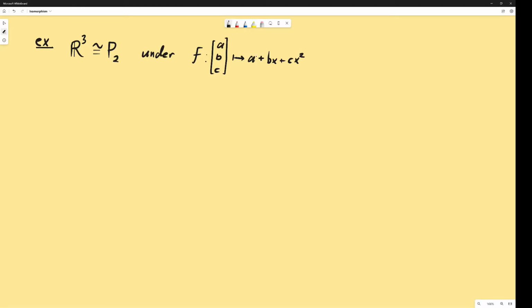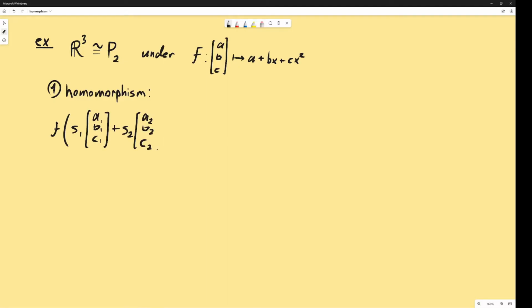Nonetheless, let's verify that this is an isomorphism. So again, an isomorphism is a bijective homomorphism. It's a homomorphism that is one-to-one and onto. So the first thing we'll do is verify that it's a homomorphism. So a homomorphism preserves linear combinations. So if I apply the map F to a linear combination of vectors in the domain, say S1 times (A1, B1, C1), plus S2 times (A2, B2, C2), then that should be the same thing as S1 times F applied to the first vector plus S2 times F applied to the second vector.